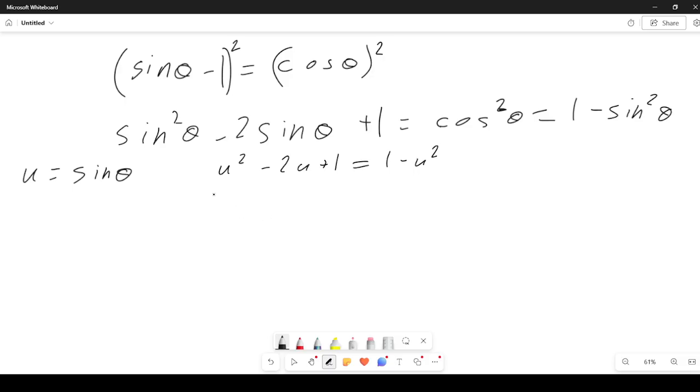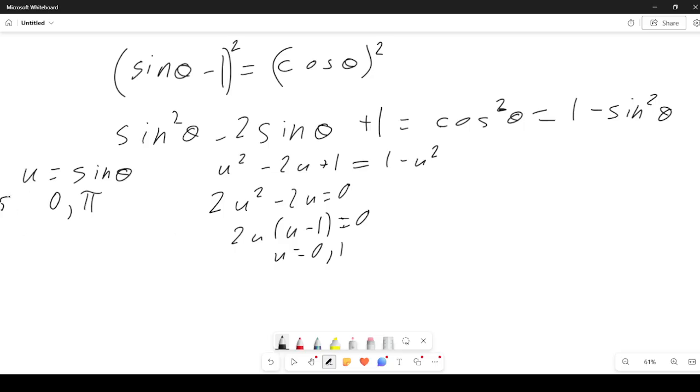Solve this out, we get 2u squared minus 2u is 0. So again, almost the same thing. u is either 0 or 1. If sine theta is 0, if you think of a unit circle, that's at 0 or pi. That's for sine theta equals 0.